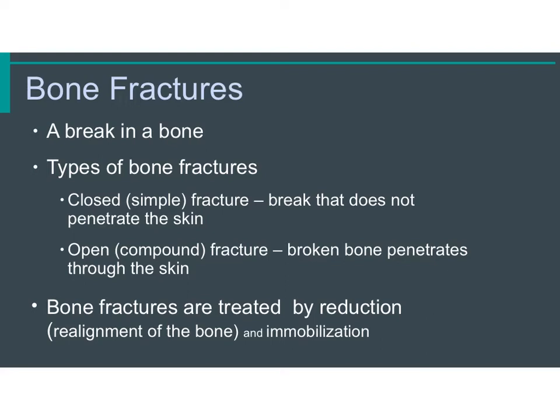Bone fractures are treated by what's called reduction. So, reduction is a realignment of the bone. When we talk about dislocations, we use similar terminology. So, a dislocation is also reduced back into place. And then, in the case of a fracture, immobilization as well. You hold the bone in place so that the osteoblasts and the osteoclasts can come in and get rid of the old bone and then rebuild the new bone.